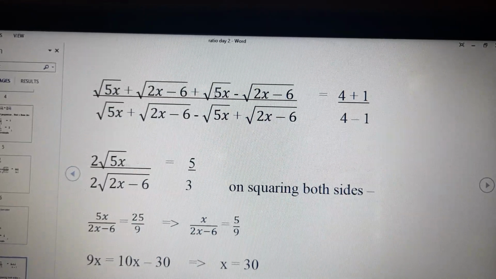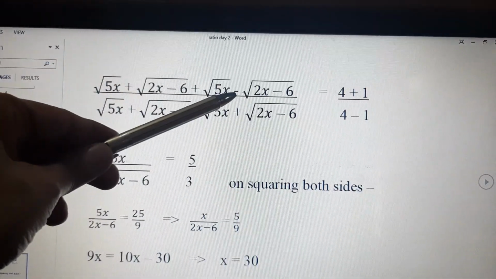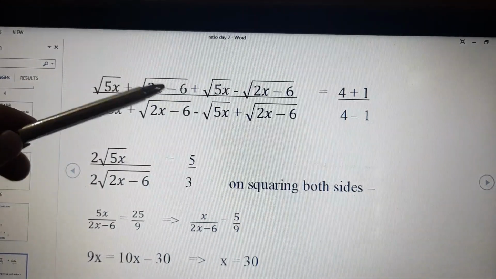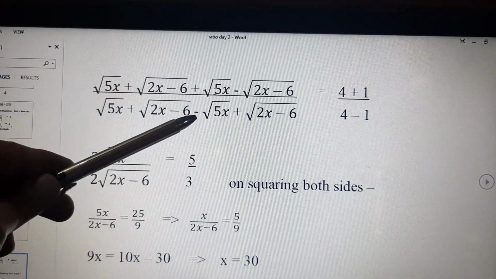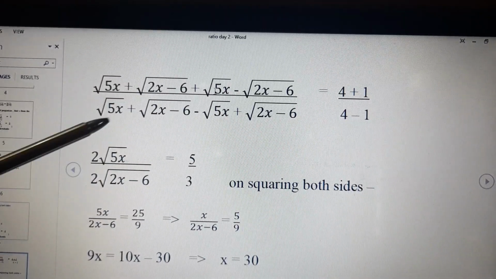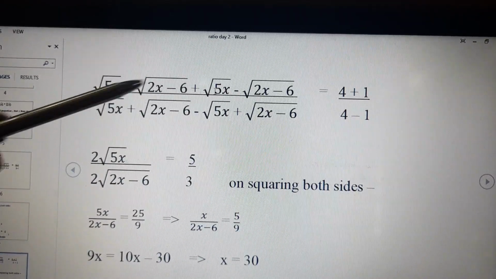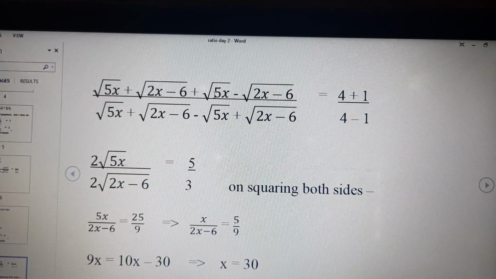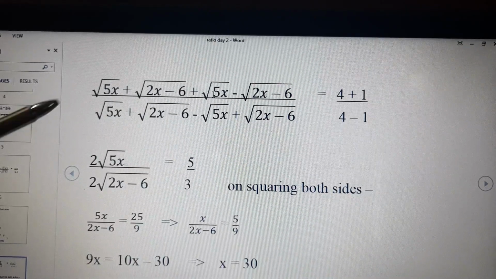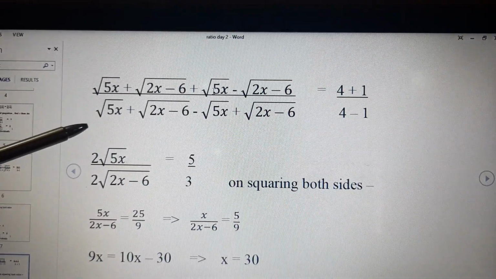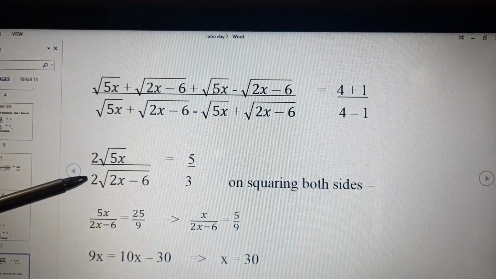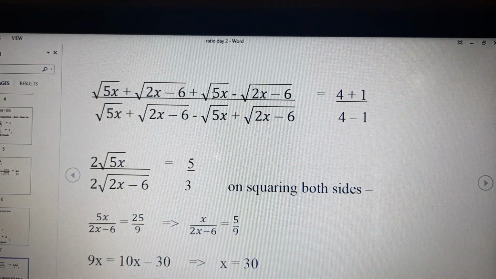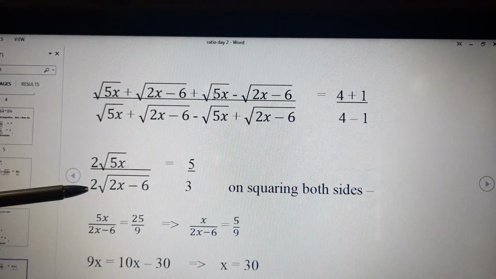If we see it carefully, then root 2x minus 6 is carrying a negative sign and root 2x minus 6 is carrying a positive sign, so this and this can be cancelled. Likewise, root 5x has a negative sign and root 5x has a positive sign, so they will be cancelled. We'll be left with root 5x plus root 5x, so we'll add them, it becomes 2 under root 5x, and here root 5x and root 5x will be cancelled. We'll be left with 2 under root 2x minus 6. And this side it will be 5 upon 3. 2 and 2 will be cancelled.